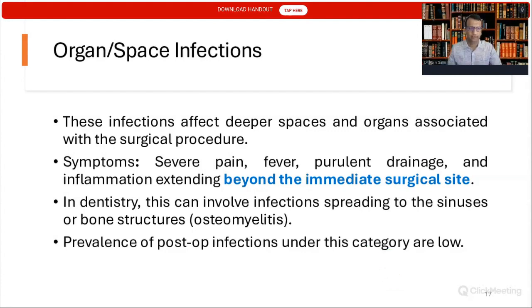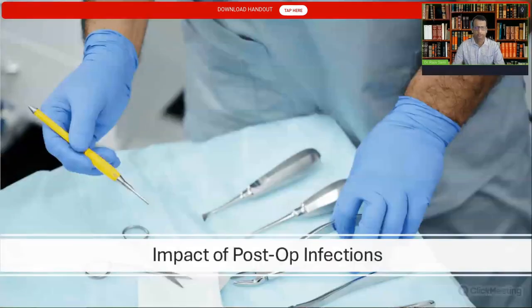And lastly are the organ and space infections. Their number is very low in a dental operatory compared to the incisional and superficial infections. And these require treatment beyond the immediate surgical site. It's a really serious condition: severe pain, purulent discharge, and it can involve infections into the sinuses or bone structure. So it's a really serious, threatening condition that requires medical attention as well. But the chances of having space infections are really low compared to the other post-op infections.